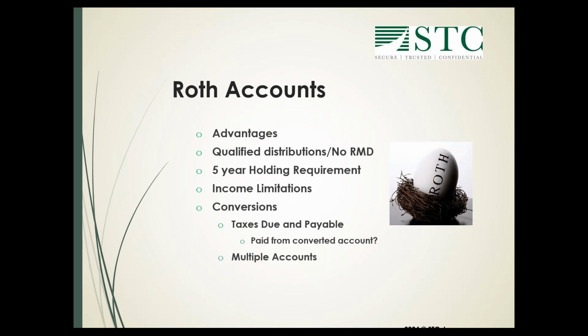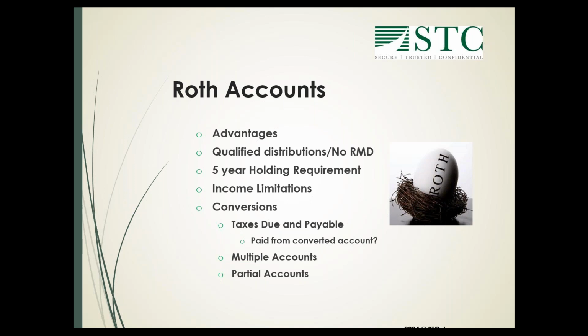If those taxes are paid from the converted account and you haven't reached age 59 and a half, they might be considered an early distribution and penalized with that 10% penalty. So again, something to think about and consider. If you have multiple accounts, you can actually consolidate them into a single Roth account, and you can also convert partial accounts. So let me explain why you might want to do that.